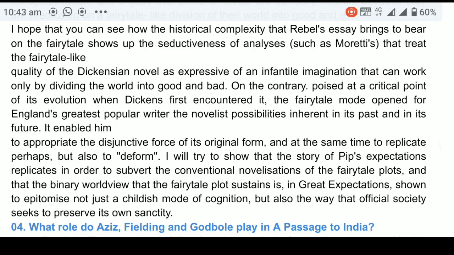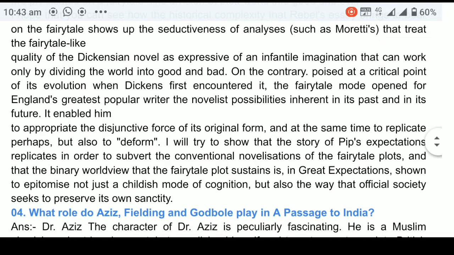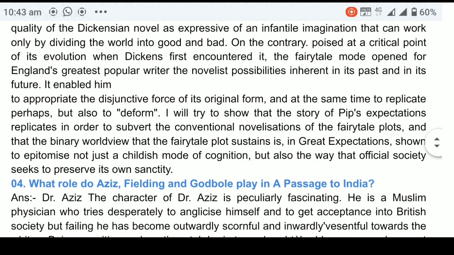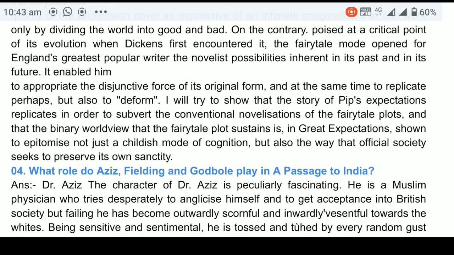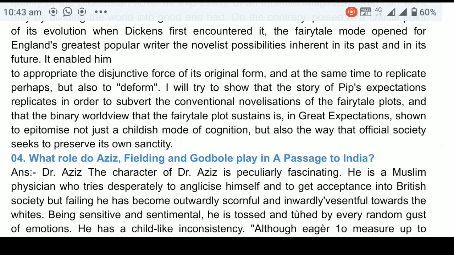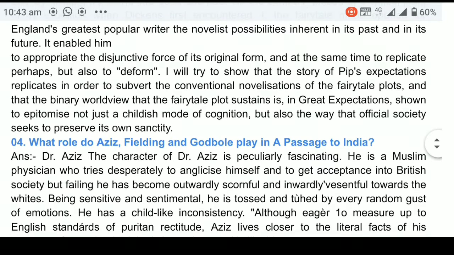I hope that you see how the historical complexity that Jack Zipes brings to bear on the fairy tale shows up the seductiveness of analyses such as Moretti's that treat the fairy tale like quality of the Dickensian novel as expressive of an infantile imagination that can work only by dividing the world into good and bad. On the contrary, the fairy tale was at a critical point of its evolution when Dickens first encountered it. The fairy tale mode opened for England's greatest popular writer the novelist's possibilities inherent in its past and in its future.